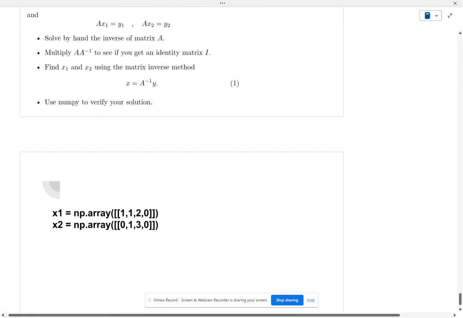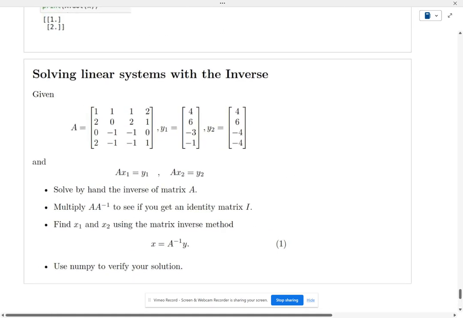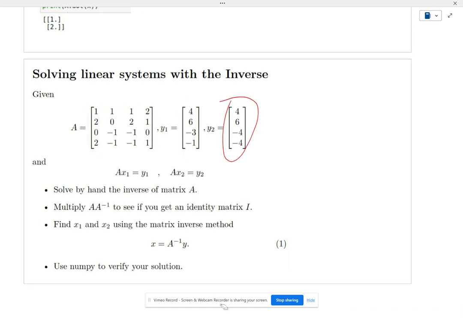All right, so this is the final practice. The goal is for you to take A, and y1, y2. Let's say we have an equation where A x1 is equal to y1, A x2 is equal to y2. Now, solve by hand for the inverse of A. Then multiply by A inverse to see if you get an identity matrix. That will help confirm if the inverse you got is correct.